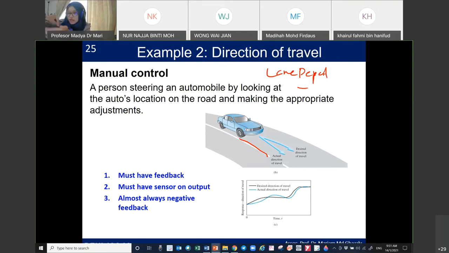For example, this is the lane. When the IR sensor detects the lane, it will give a signal because the light is reflected back to the receiver of the IR sensor. If it's on the black area, it does not detect, because it's not going to reflect anything. So this is a very simple way to use a sensor for lane departure. But of course the S70 is more advanced, using a vision camera.